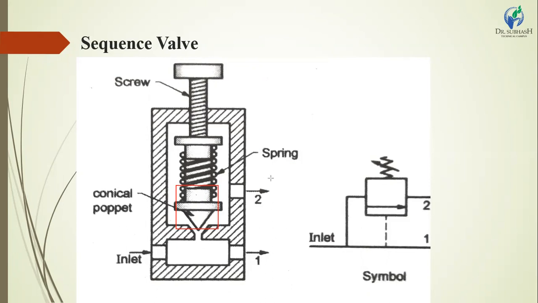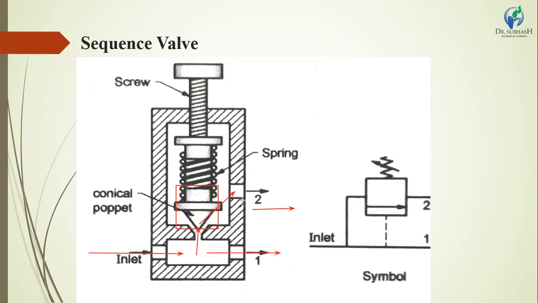It gives two outputs when the working fluid is supplied from the inlet side. Here the working fluid is supplied from the inlet side. The first port is directly operated, but to operate the second port, the sequence valve will open and oil passes through the conical poppet to outlet 2. At this time the second cylinder also operates.